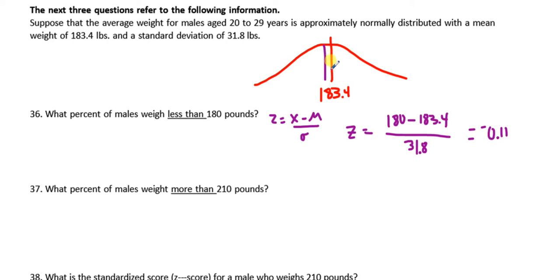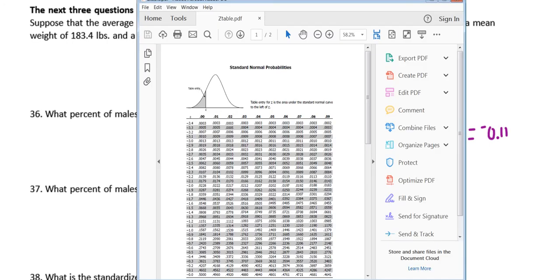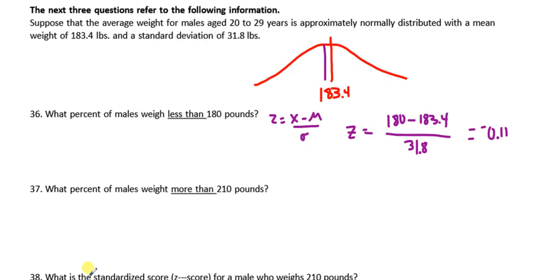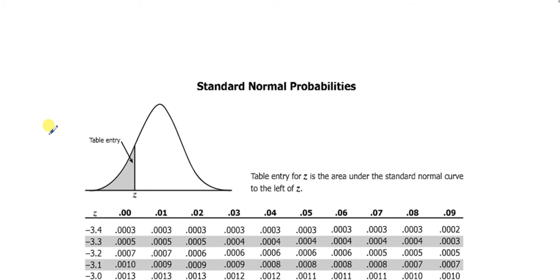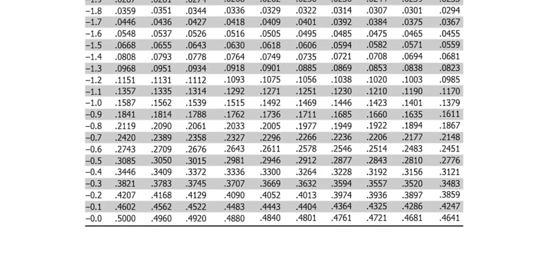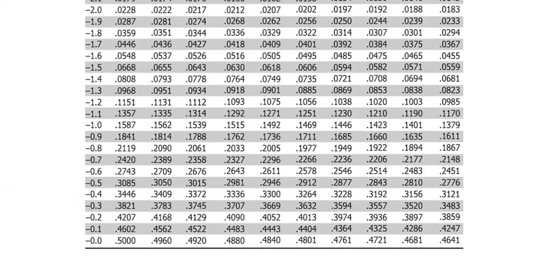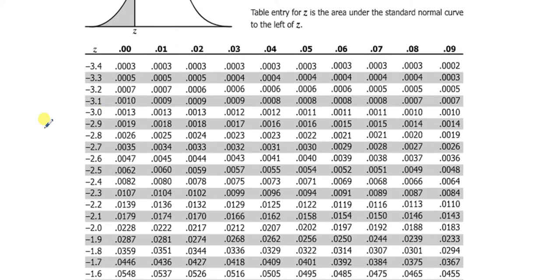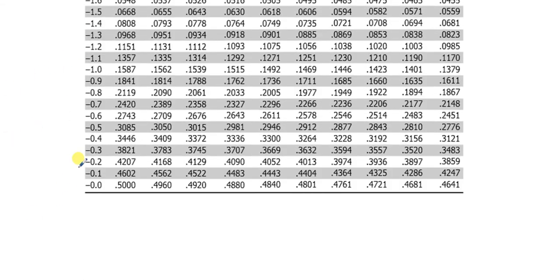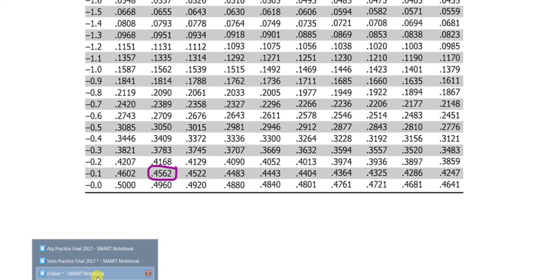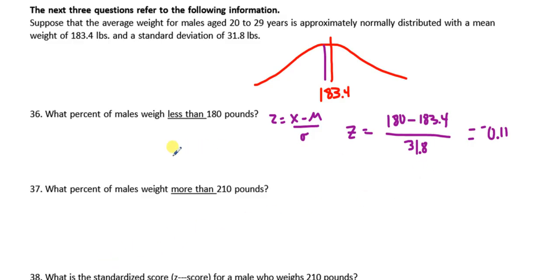A Z of 0 is the mean, so we're just a little bit below the mean. Now there's the Z table, but I have it on here too. Here's the negative side and the negative 0.1, and here's the 1. So 1 over negative 0.11 gives 0.4562, or 45.6%.